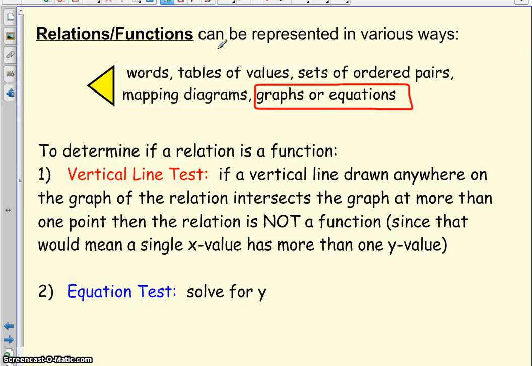So the nice quick way to determine if something is a function, the easiest way if you have the graph, is to do something called the vertical line test. If we can draw a vertical line anywhere on the graph where it intersects more than one point, then the relation is not a function, because that means a single x value has more than one y value. So let me just demonstrate that on the equations we just looked at.